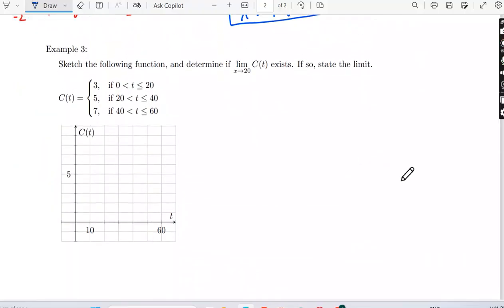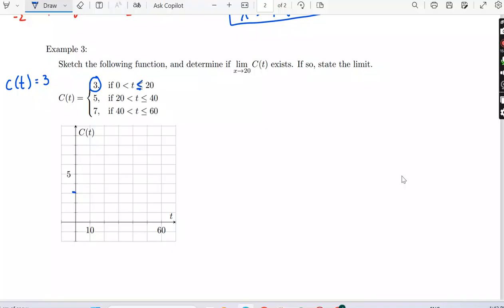Last example. Sketch the following function. Okay, so I'll start there. C(t) is equal to 3. This is called a piecewise function because there are 3 different pieces to it. C(t) equals 3 only when t is between 0 and 20. So 20 is right there. And does it equal? Yeah, it can be less than or equal to.